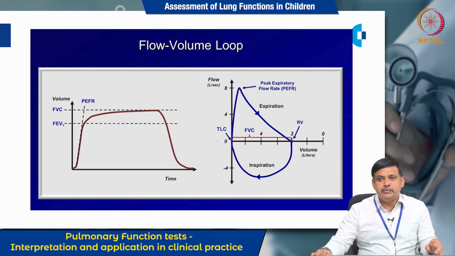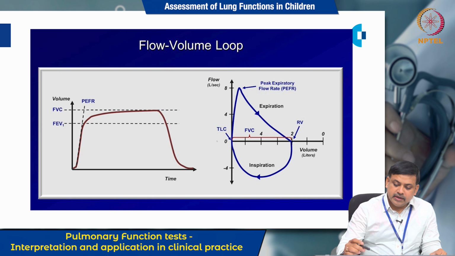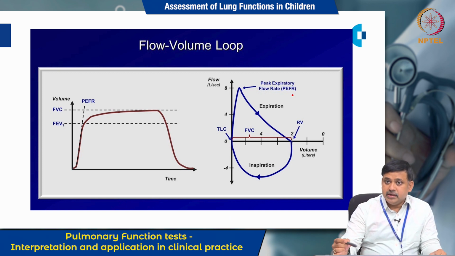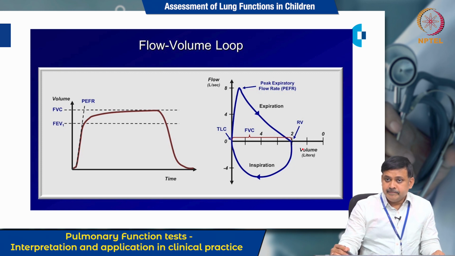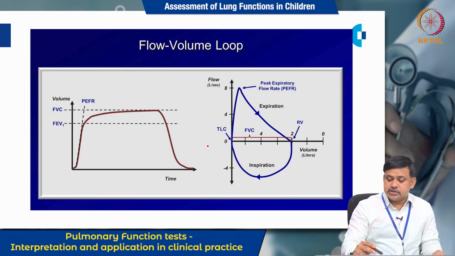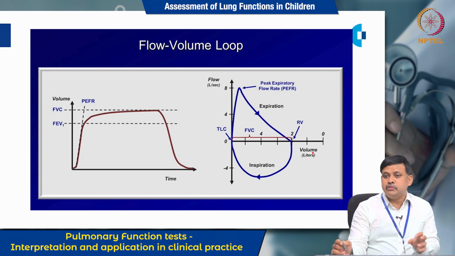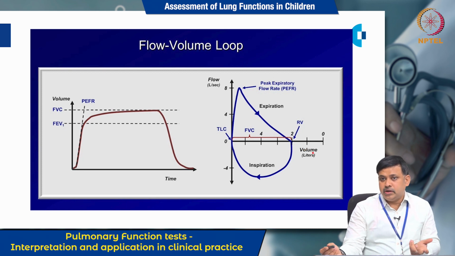In the flow-volume loop, the first thing is the peak expiratory flow rate, or the forced expiratory volume in 1 second, followed by an expiration which almost takes up to 6 seconds, and then followed by an inspiration to form a loop. When the inspiration is complete, it is called the total lung capacity. When the expiration is complete, it is almost equal to the residual volume.